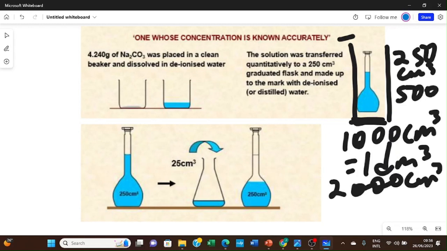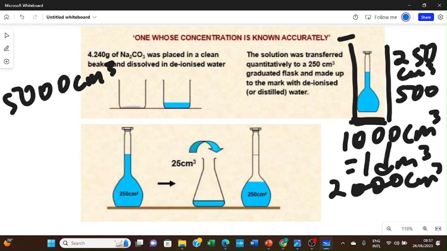We even have 5000 cm cube standard flask. We'll always bring it down, or take it up, to 1000 cm cube, which is 1 dm cube, the standard measurement. Like if it is in 250 cm cube, we can take it up to 1000 cm cube, which is 1 dm cube. If it is in 2000 or 5000, we can take it down to 1000 cm cube, which is the standard.